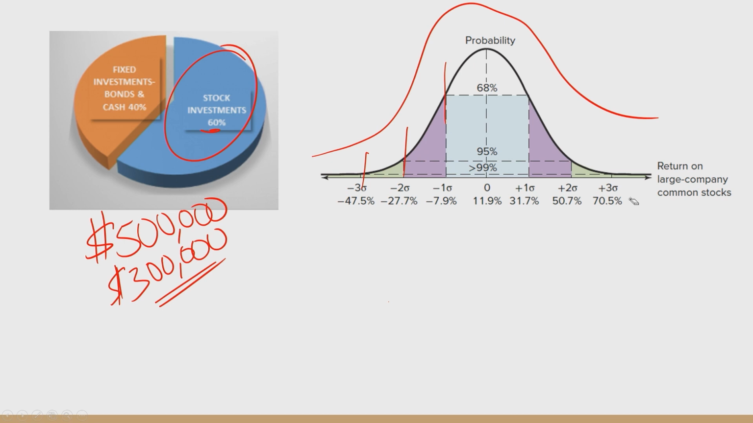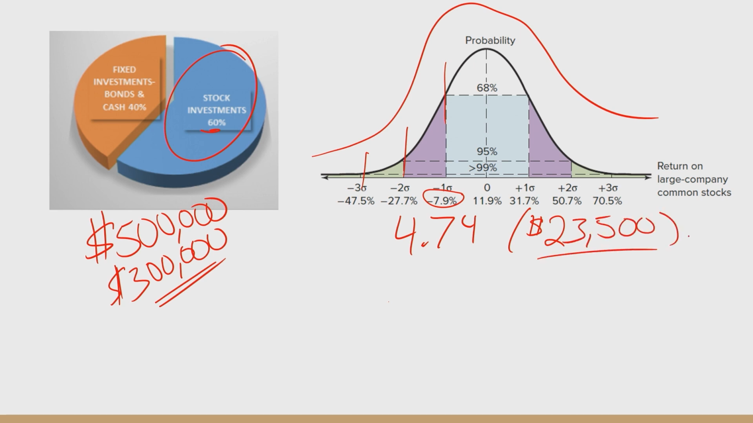Now, 1 standard deviation move in stocks would mean we could have a low of 7.9. Well, if you were only 60% invested, your loss would be 4.74%, or a loss of $23,500. Now, nobody likes to lose money, but $23,500 on a $500,000 portfolio, it's palatable. It might hurt a little bit, sting a little bit, but here's the deal.